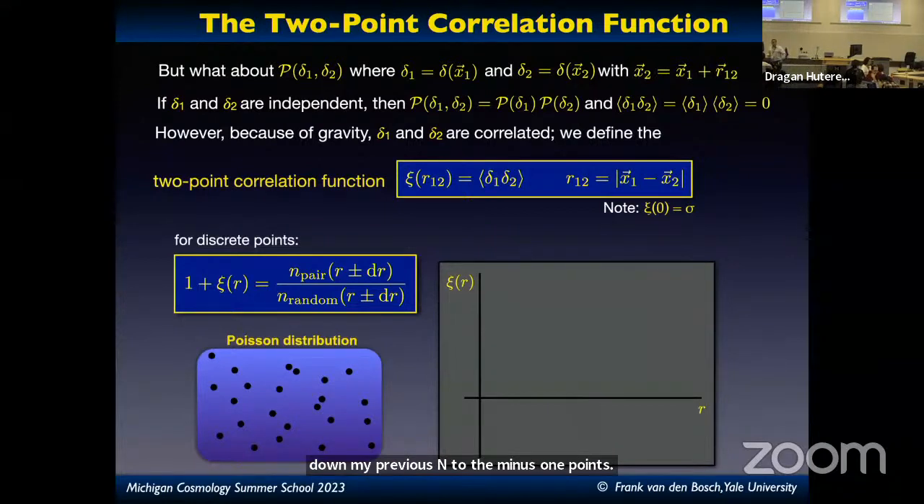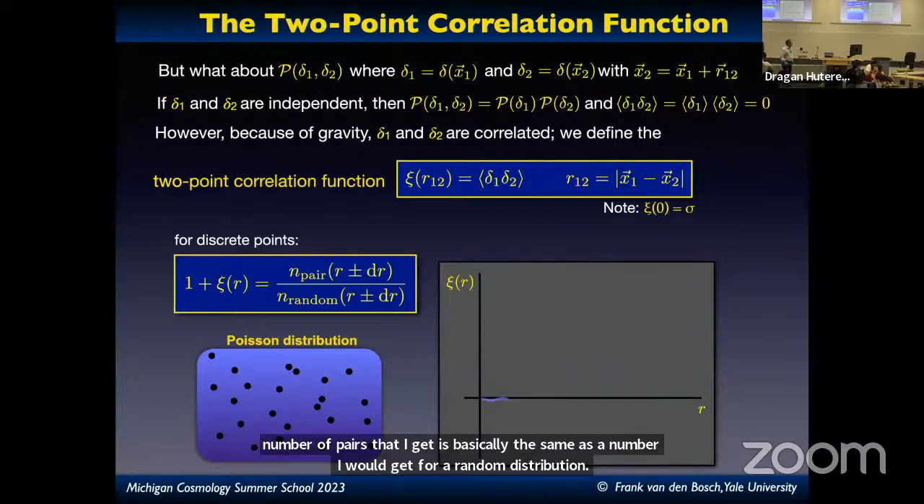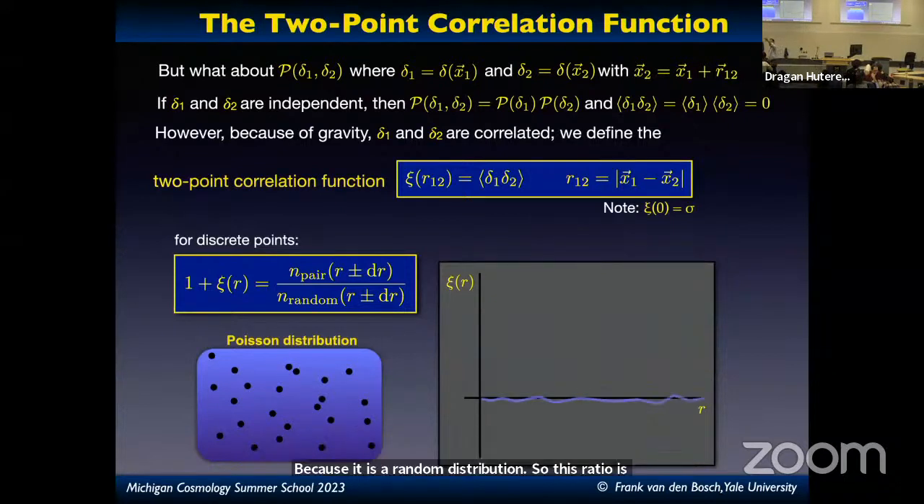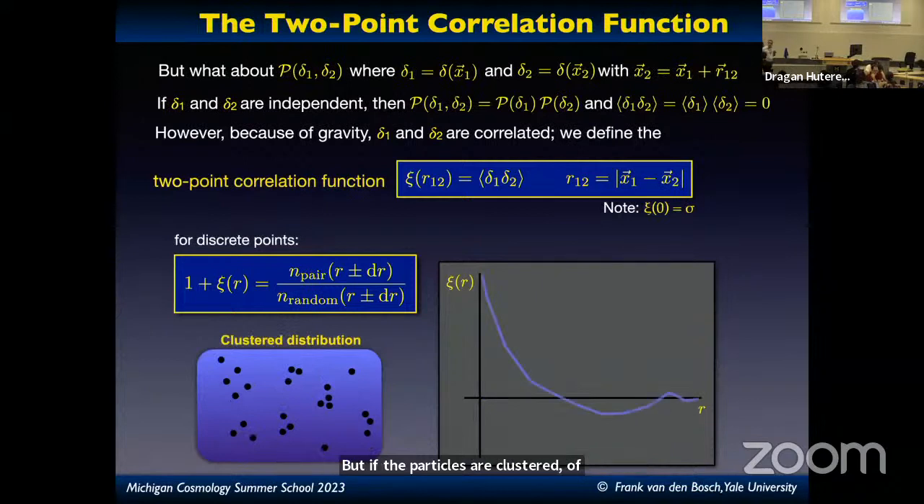So if you have a random distribution of particles, like I tried to make a random distribution of particles here, and I would compute the two-point correlation function, well, the number of pairs that I get is basically the same as the number I would get for a random distribution, because it is a random distribution. So this ratio is 1, and my correlation function should be about 0, with some fluctuations just due to the discreteness. But if the particles are clustered, what I have is a larger number of pairs with a small separation compared to random, and my correlation function will be positive on small scales.